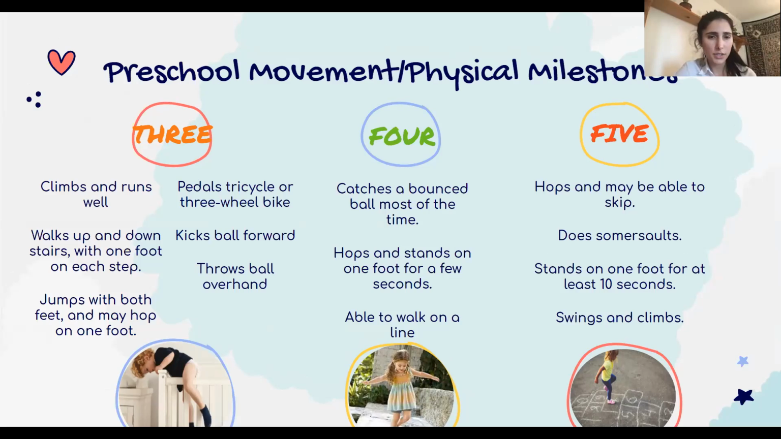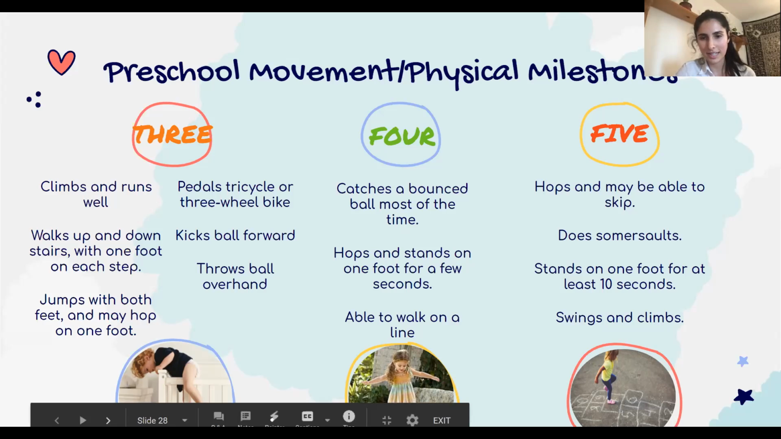And then when we move to age 4, we see 4-year-olds catching a bounced ball. They hop and stand on one foot for a few seconds, so they'll be able to balance, and they're able to walk on a straight line. And then by age 5, they are hopping and maybe even able to skip. You'll see your child maybe doing somersaults around the house. They can stand on one foot for 10 seconds, and then they'll be swinging and climbing as well. So let's go on to the next.